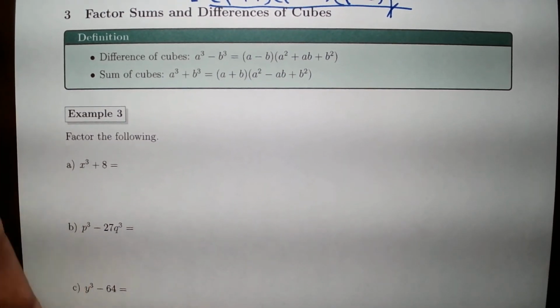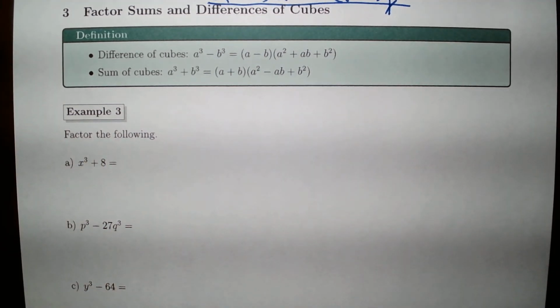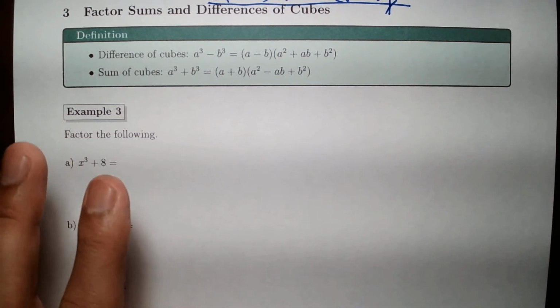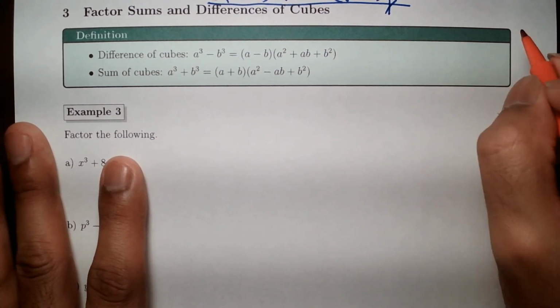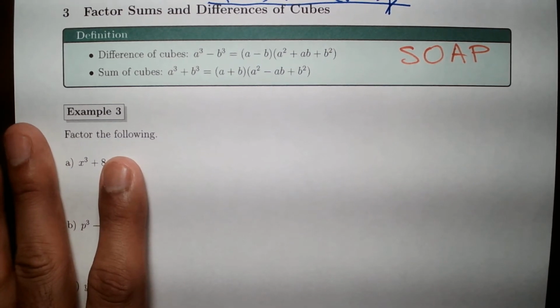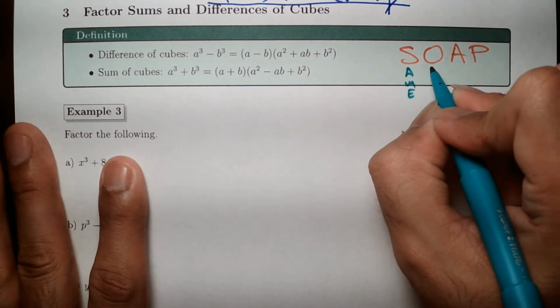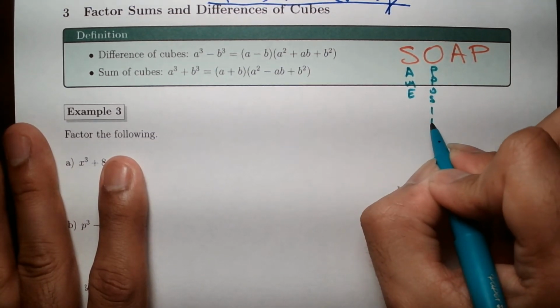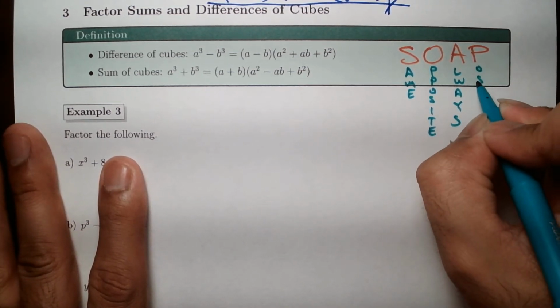If you would like to memorize, try not to memorize the formulas, because otherwise there might be some room for a silly mistake with some of the signs. Instead, let me give you this mnemonic to memorize the sign pattern. What do we mean by SOAP in this case? SOAP means same, opposite, and always positive.